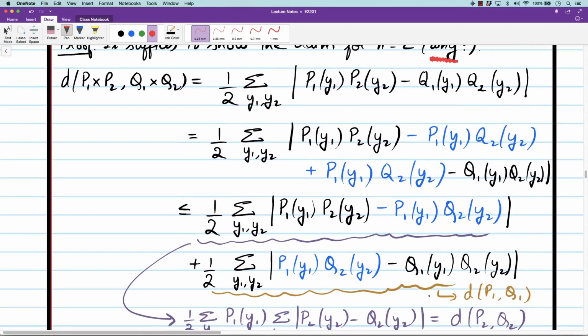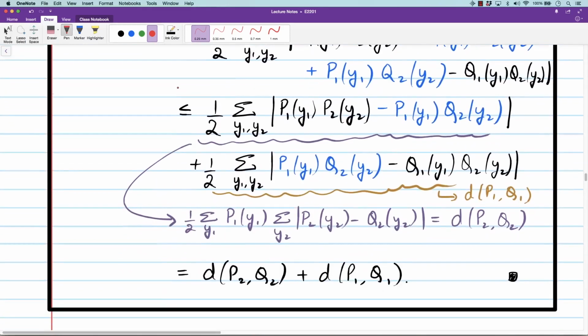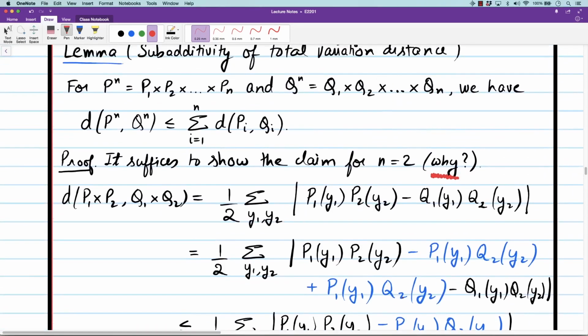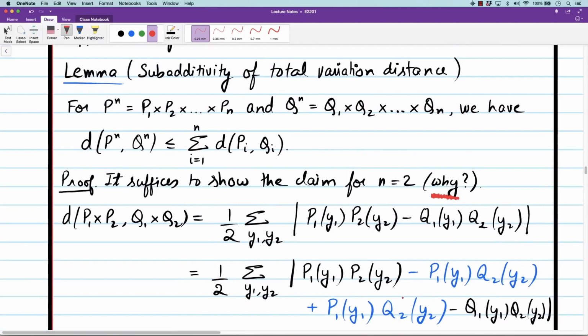Therefore, what we have shown is d of P1 cross P2, Q1 cross Q2 is less than or equal to d of P2 Q2 plus d of P1 Q1. I'm not sure how many of you have seen this property before. Perhaps since you are all new to information theory, the definition of total variation distance itself is new to you and you haven't seen it.